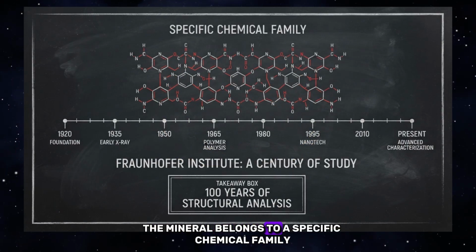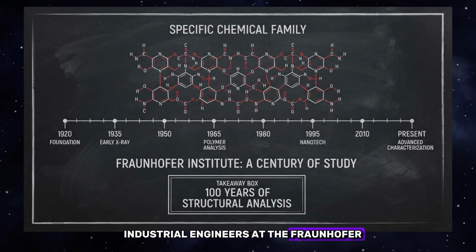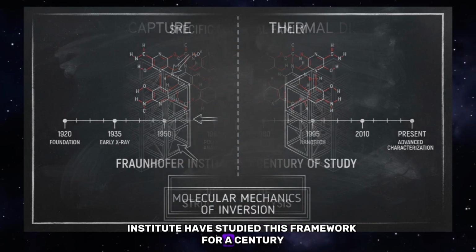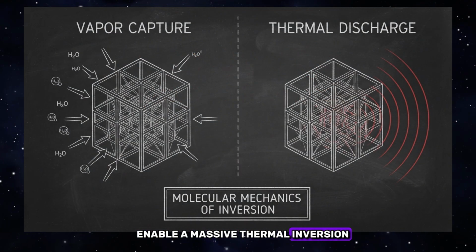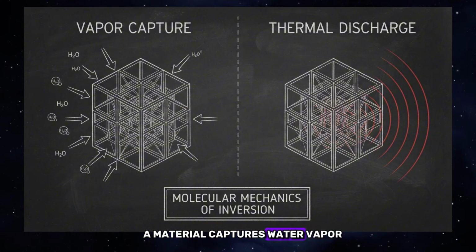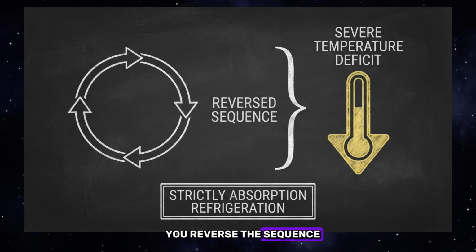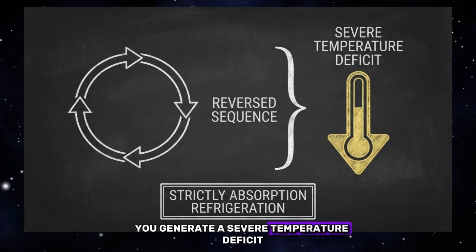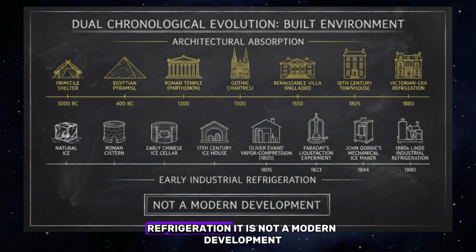The mineral belongs to a specific chemical family. Industrial engineers at the Fraunhofer Institute have studied this framework for a century. The molecular mechanics enable a massive thermal inversion. A material captures water vapor. It discharges thermal energy. You reverse the sequence. You generate a severe temperature deficit. This phenomenon is defined strictly as adsorption refrigeration.